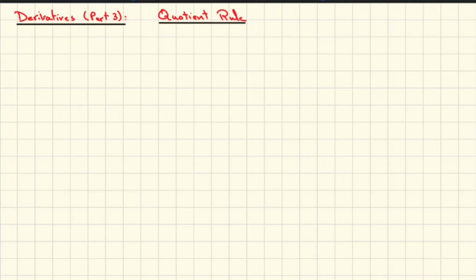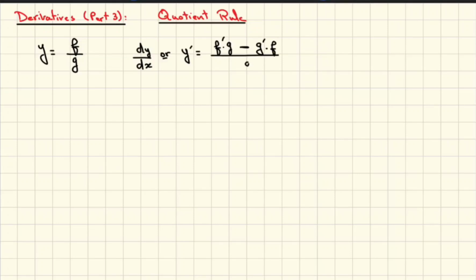In this video we're going to talk about derivatives part 3, which is about the quotient rule. Whenever I'm talking about the quotient rule, we should have a quotient, which is basically a fraction. So let's say I have a function of the form f over g, something in terms of x divided by something in terms of x. Then to find the derivative, dy over dx, or we can call it y prime, you have to apply this rule: f prime times g minus g prime multiplied by f, over g squared. So we just apply this rule.